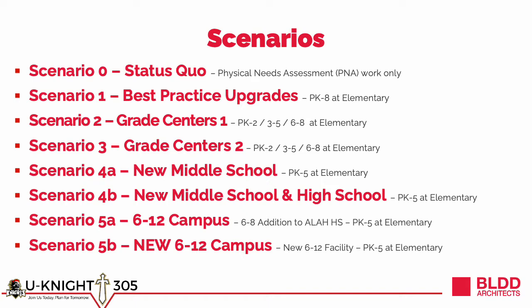Now, before we look at our final scenarios, I wanted to quickly remind us of what we've considered to this point. In CES number 1, we introduced, and then in CES number 2, studied 7 different scenarios. Now, these range from doing nothing in the status quo, to grade center solutions, to even introducing the idea of a middle school model. CES 1 work even resulted in exploring 2 of our scenarios, the 6-12 campus scenarios.